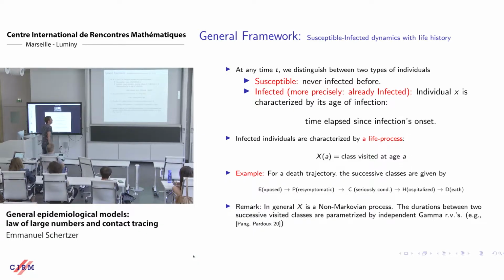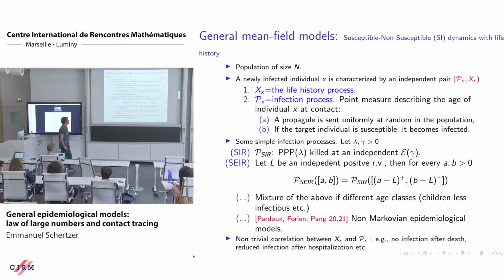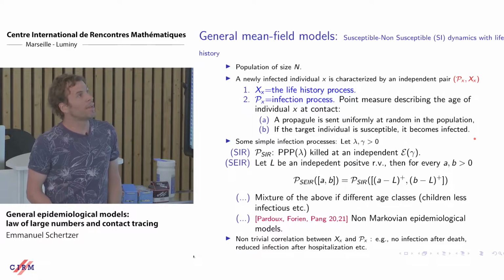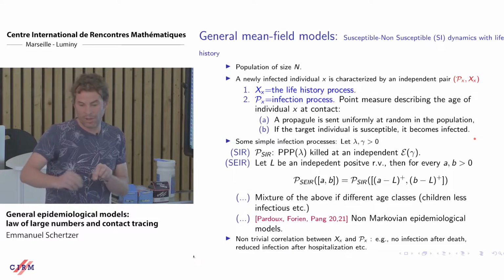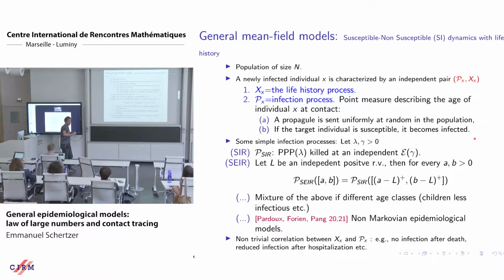Okay, so far I just described what happens at the individual level, so now I have to tell you how the epidemic will spread in the population. And the way we do that is that we characterize an individual by two coordinates. So the second coordinate here for individual X is the life cycle process that I described at the beginning. And the first coordinate is a random point measure. So it's an atomic measure that I will call the infection process. Okay? So you think of it as a random atomic measure.